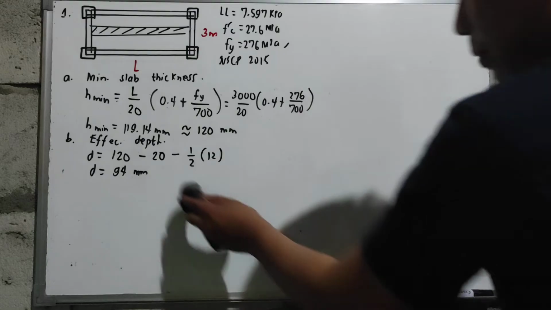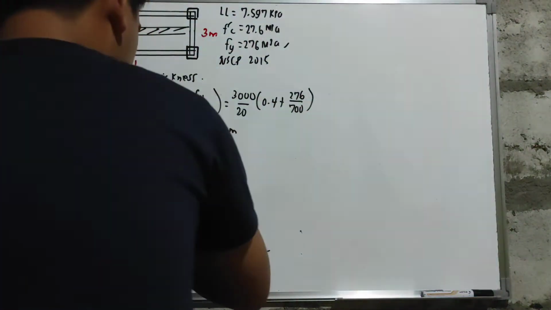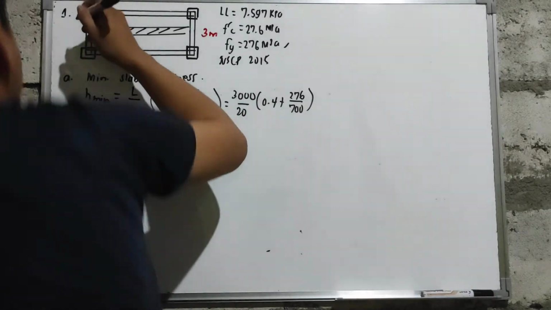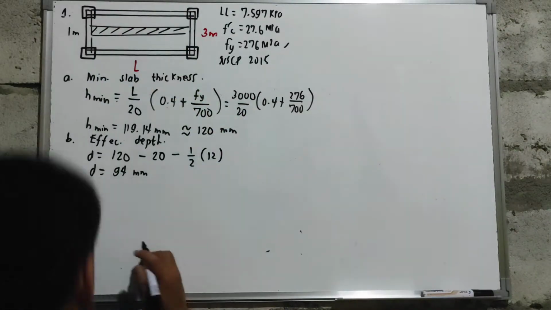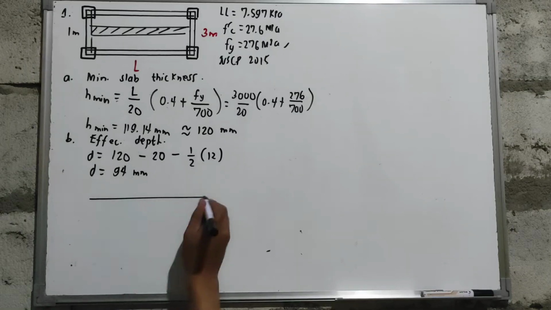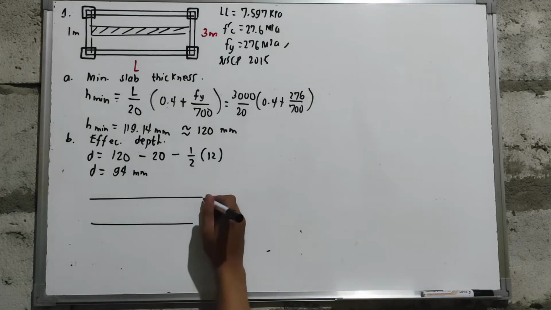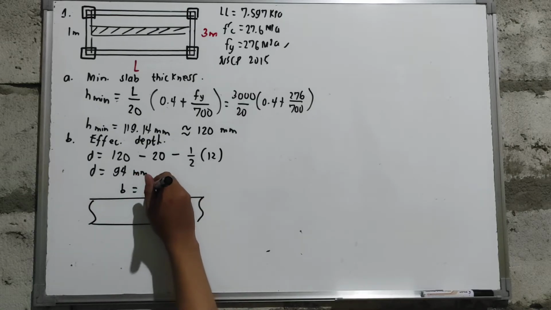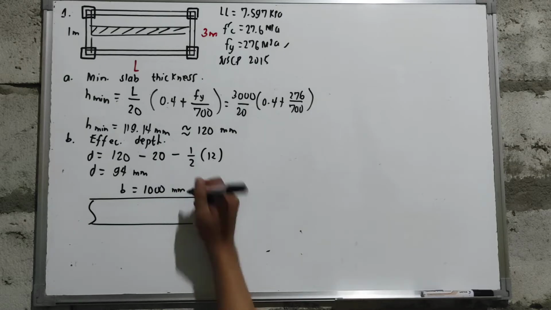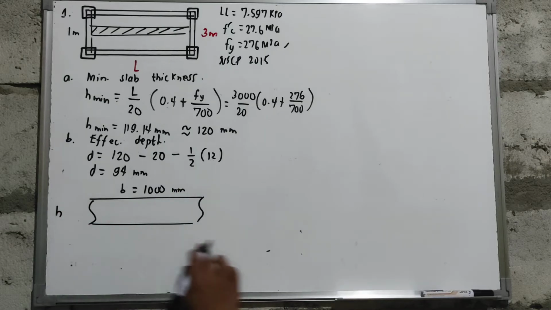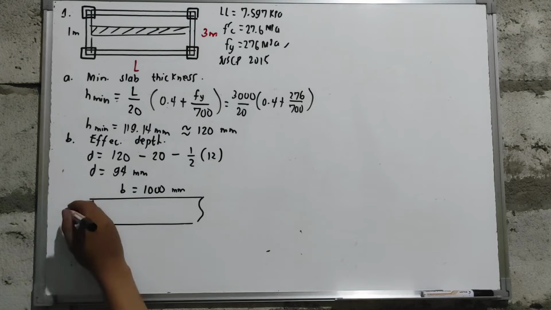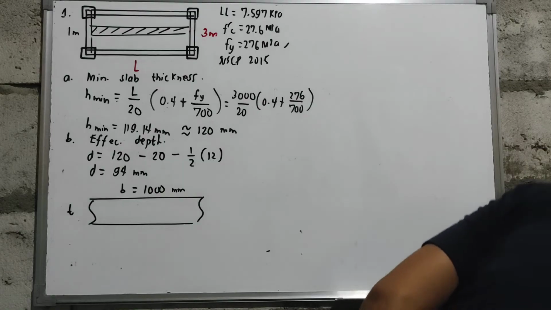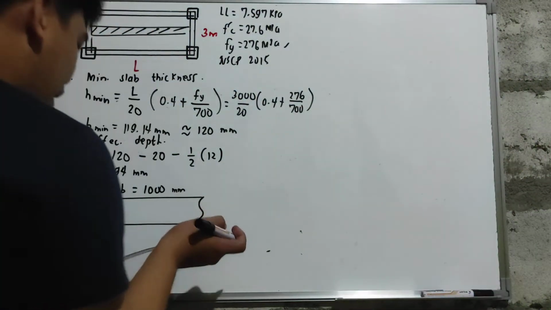So kung i-draw natin yan, so diba, we consider a 1 meter strip dito. Nag-consider tayo ng 1 meter strip. So if we were going to draw that one, so yung B natin dito, that is equal to 1 meter strip or 1,000 mm. Tapos, this will be your total thickness or yung H. Sabihin na lang natin T. Tapos, meron tayo dito na main bars. So, this is yung nasa shorter span natin, okay?